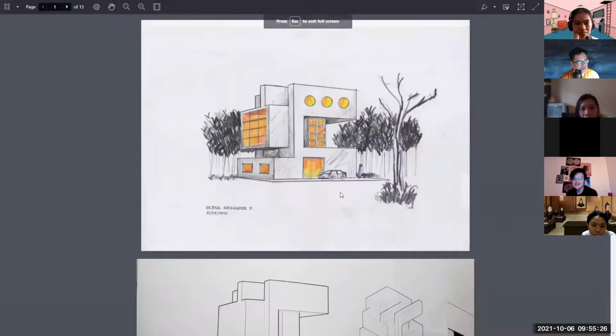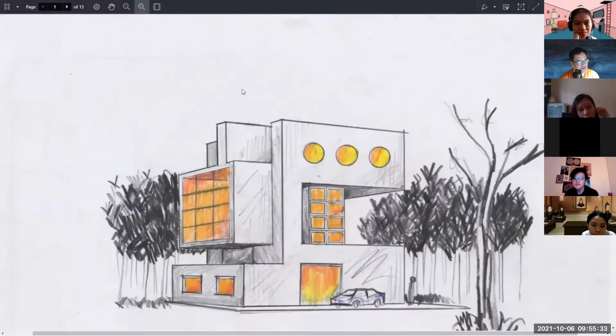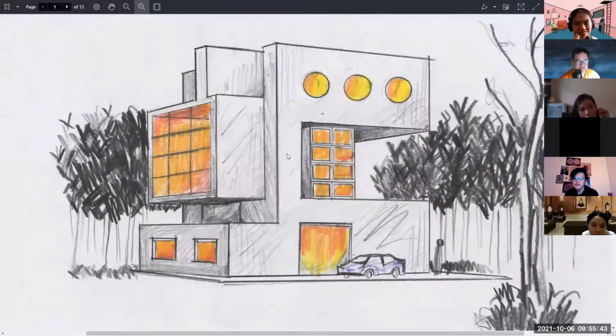Tapos bakit ka nag-round windows dito? Any particular reason? Wala, sir. Aesthetic. Wala naman pong reason. Wala naman design. All right. So certain things that is happening here, no? Okay, you have the car.